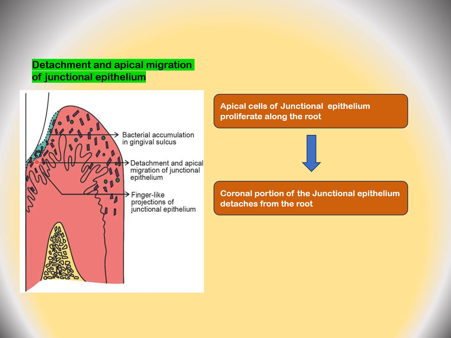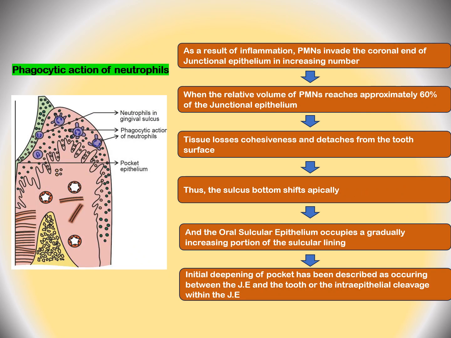Now the apical cells of the junctional epithelium begin to proliferate and migrate along the root surface while the coronal portion detaches from the tooth surface. So inflammation causes the PMNs to invade the coronal junctional epithelium, and when PMNs make up about 60% of the tissue, it loses cohesion and detaches from the tooth, causing the sulcus bottom to move apically.